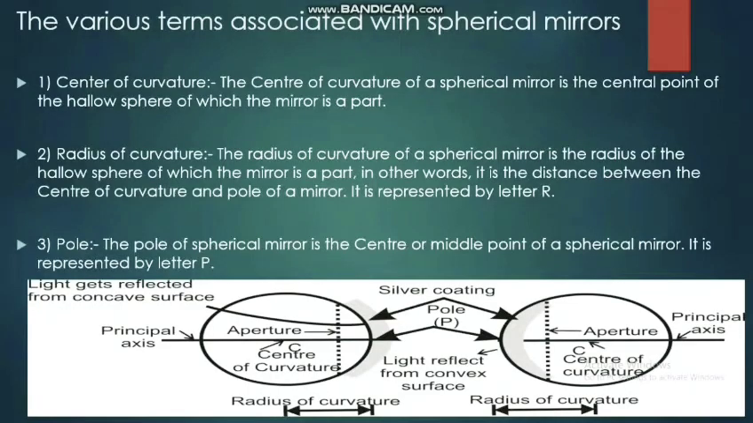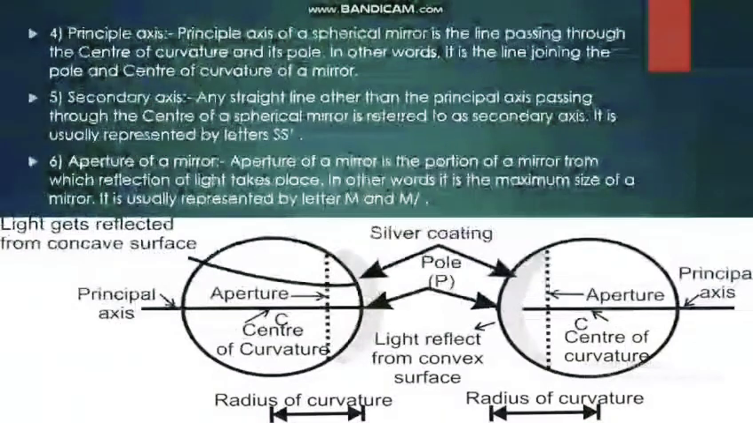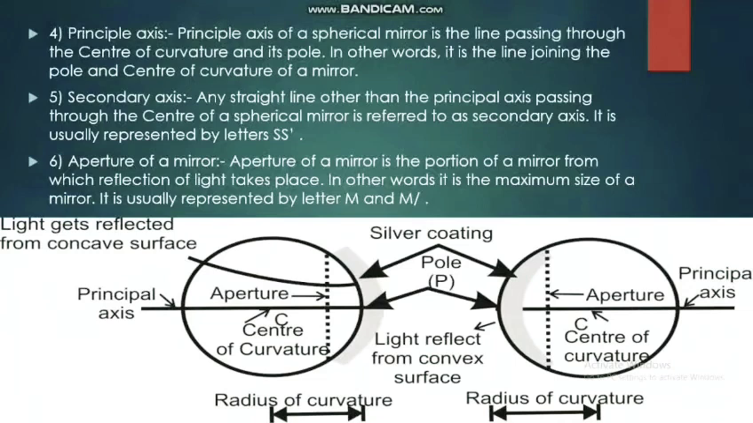Pole. The mirror you have taken out from the hollow sphere, its midpoint or middle point is known as the pole. In the next slide, we are going to see the next few points. The principal axis. This is a very special term, because this is the line which joins the pole, the center of curvature C, and infinity. It is a straight line passing through all these points. The secondary axis is the same but in the opposite direction.